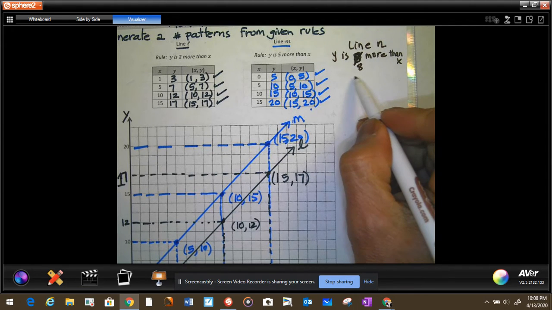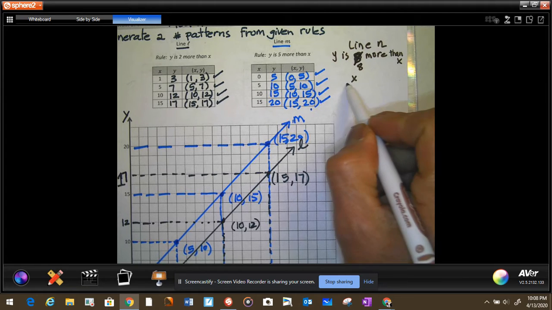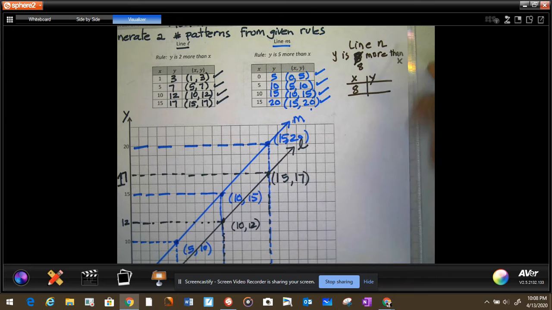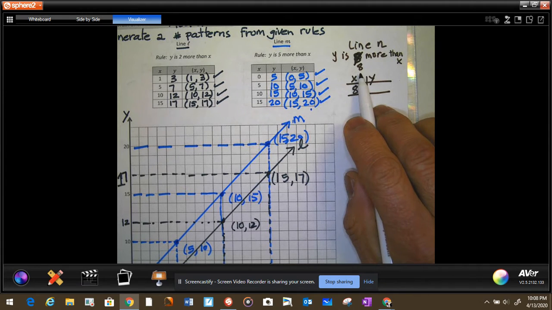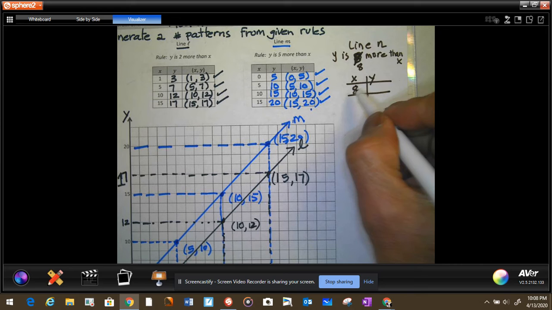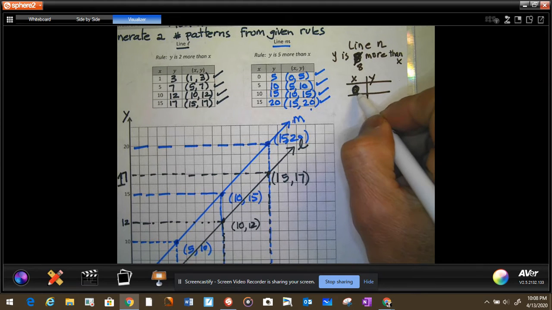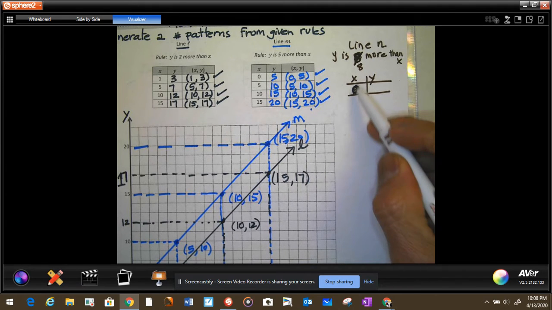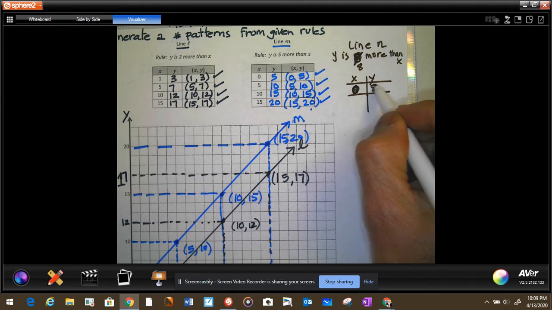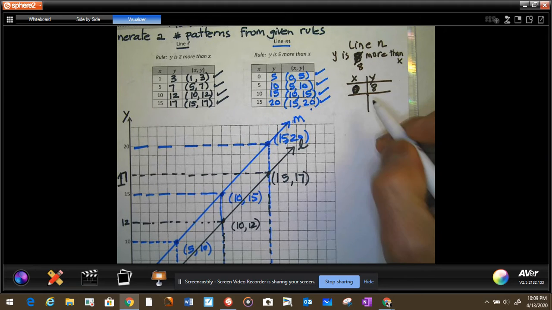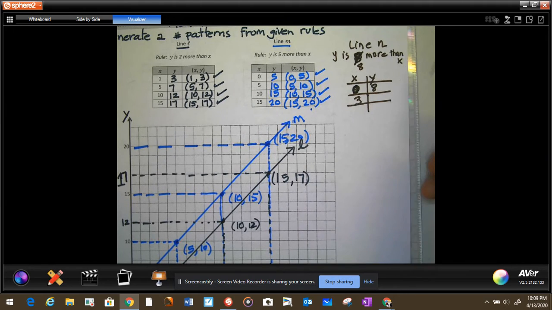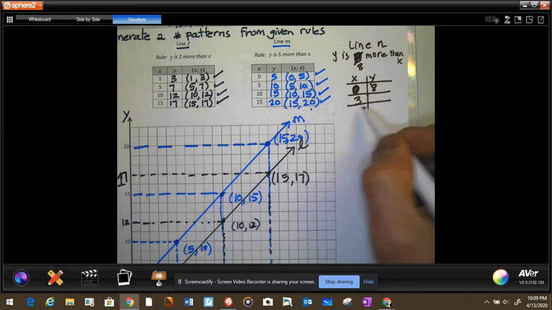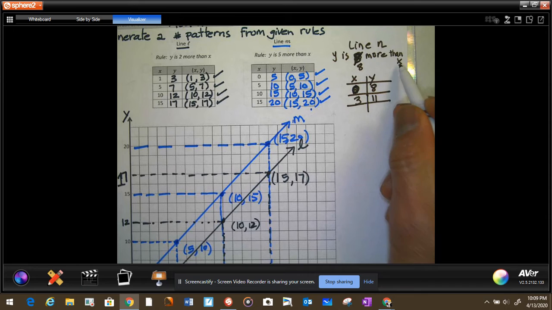Okay, so let's create a little table here. Let's start with 0. If x is 0, y is 8 more than x. So if x is 0, then y has to be 8. What if x is 3? Well, y is 8 more than 3. So 8 more than 3 will be 11, because 3 is x.